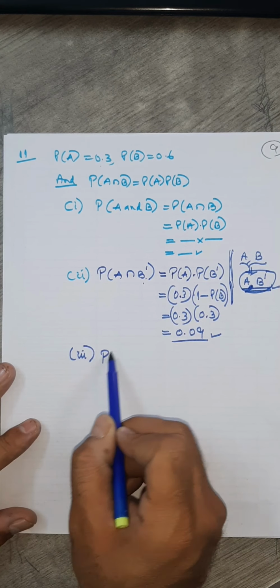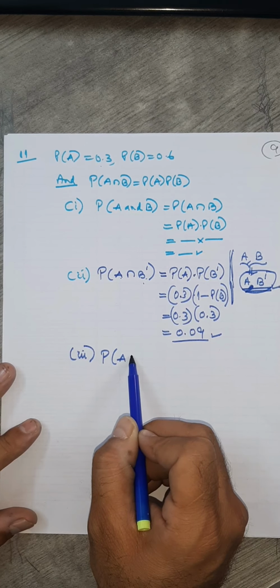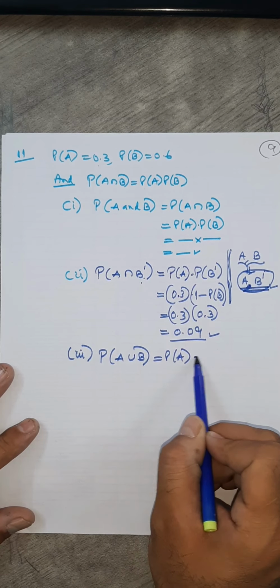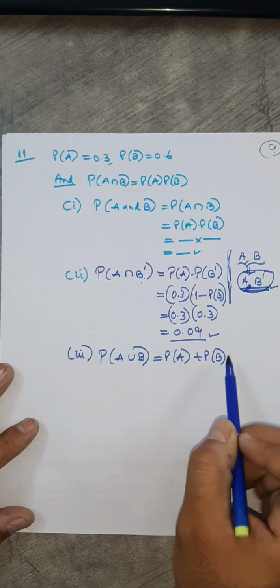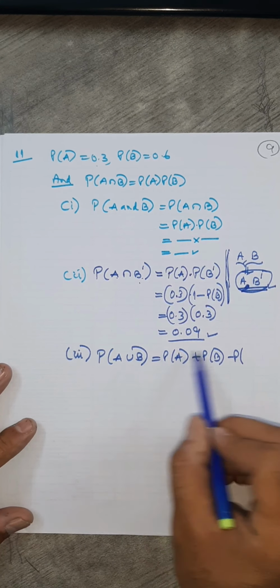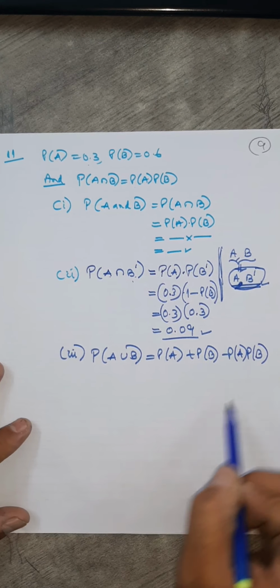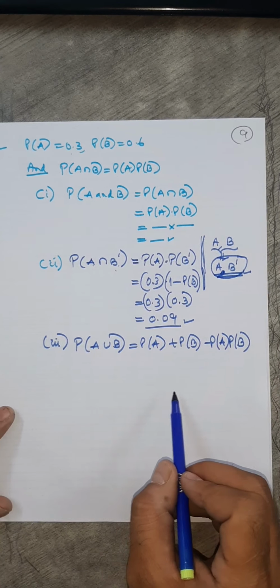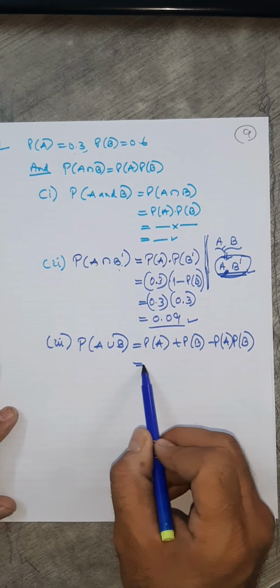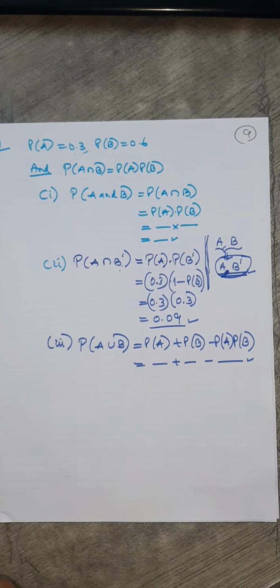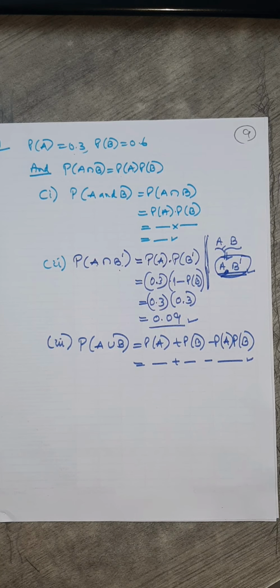Third sub question, P of A or, meaning union, P of B. That you know very well. P of A plus P of B minus P of A intersection B. This is addition rule, but that intersection becomes into. We know it. That intersection becomes into. You know these 3 values. So place it and simplify. Fourth sub question.